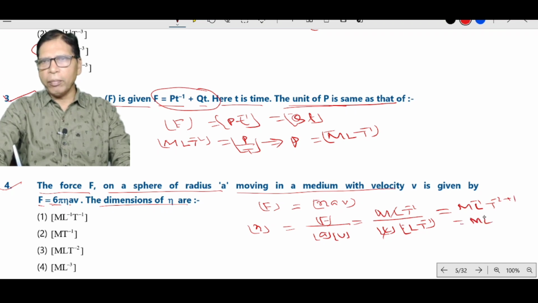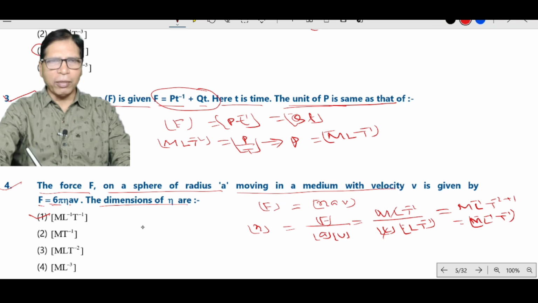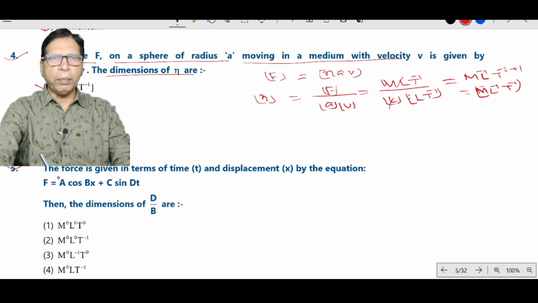So this is ML^-1T^-1. Okay, no problem. So look at this, ML^-1T^-1 is the dimension of eta. Look at this question number 5.